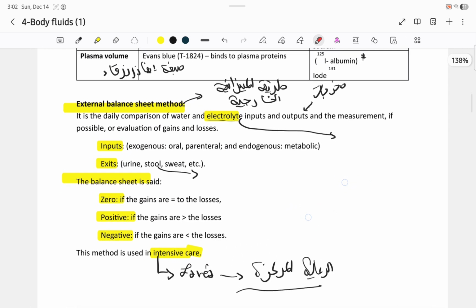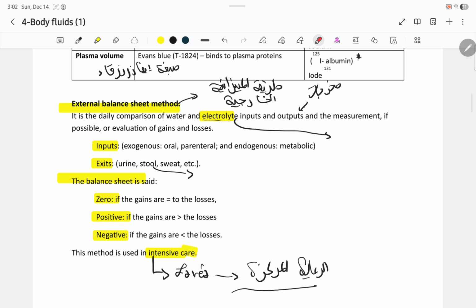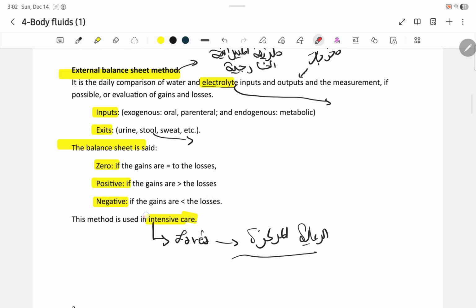Here we shall now see the balance sheet method. We have another method which is used in the intensive care. So it's medical use, it's really medical use. Okay, so first, what should we know? We should know that we have in our body some outputs and inputs. Something that enters and something that goes out. So the water in the body is stable, okay? The quantity of water is stable.